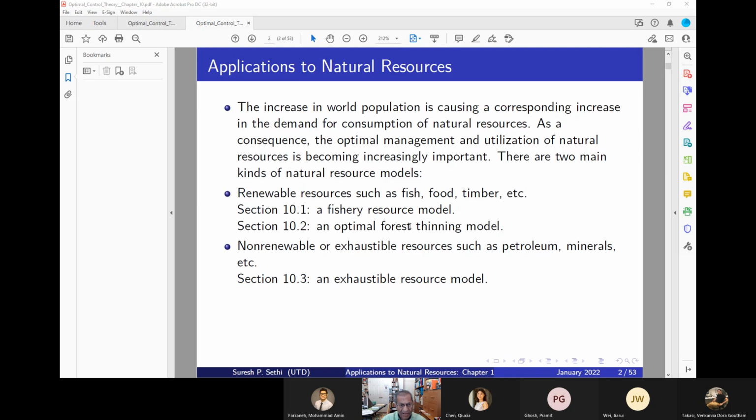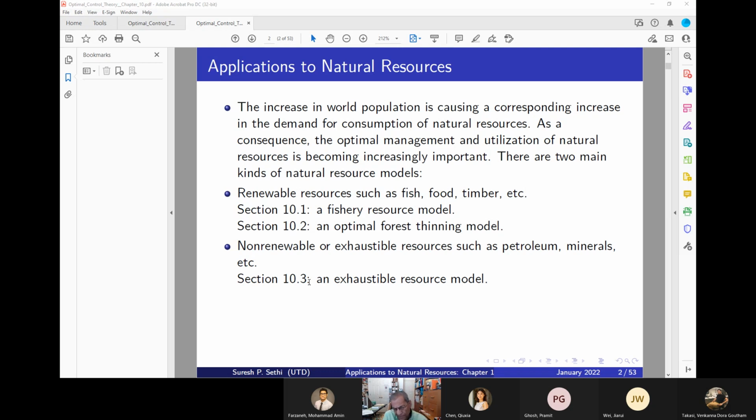So I have a chapter on natural resources, and I have basically 3 models here. One is a fishery resource model, where it's a renewable resource, like fish, food, and timber. The other one is a forestry model, which is also a renewable resource. So those 2 I will discuss. The third one, which I will not discuss, is the exhaustible resource, petroleum and minerals, for example.